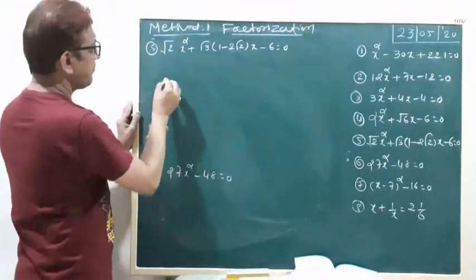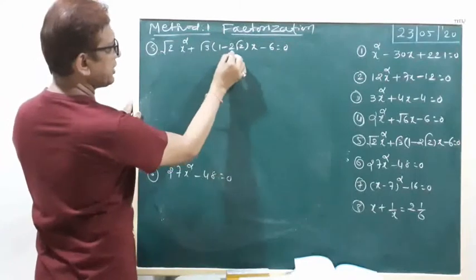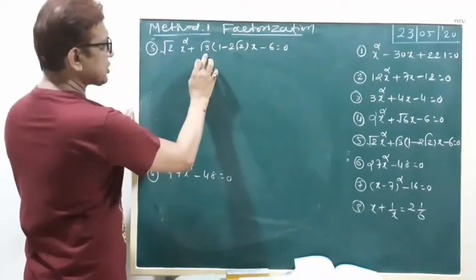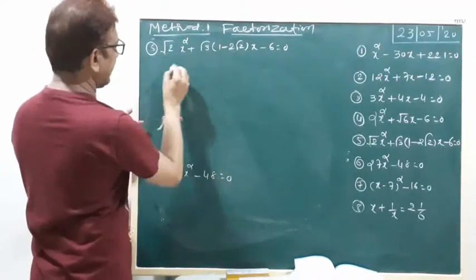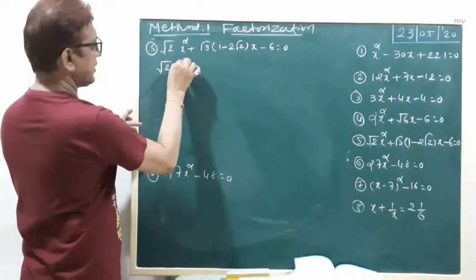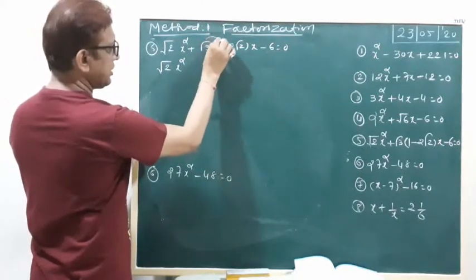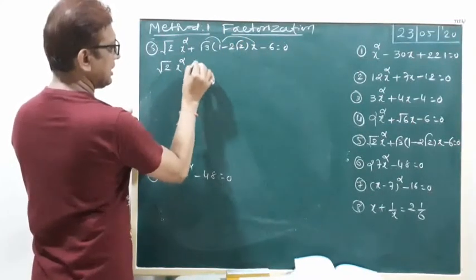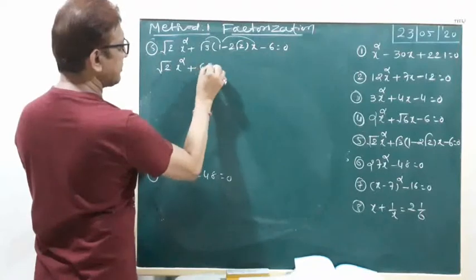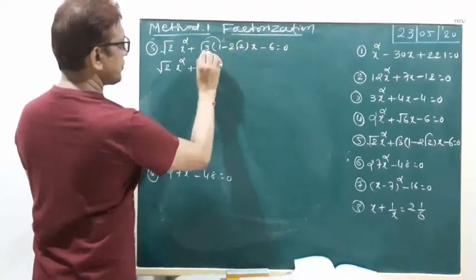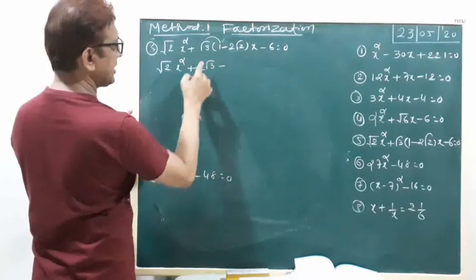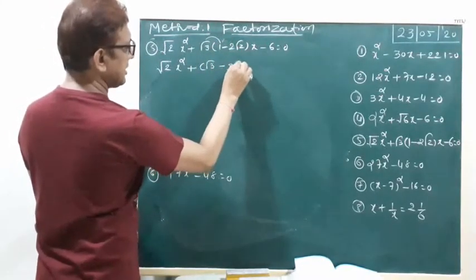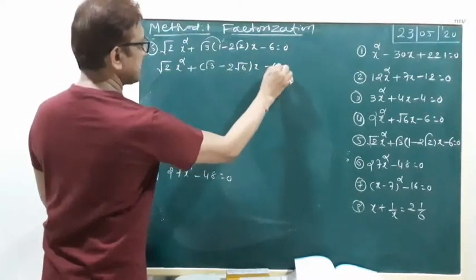Now fifth sum. Root 2x square plus root 3 into 1 minus 2 root 2x minus 6 equal to 0. Right? Now first we multiply by this bracket. Open this bracket. Root 2x square as it is. Now root 3 into 1, root 3 and multiply by x. Okay? If you do not directly multiply, then first we multiply by this number. Root 3 minus, root 3 ones are root 3. Root 3 into root 2, root 6. 2 as it is and here root 6. X as it is. Clear?